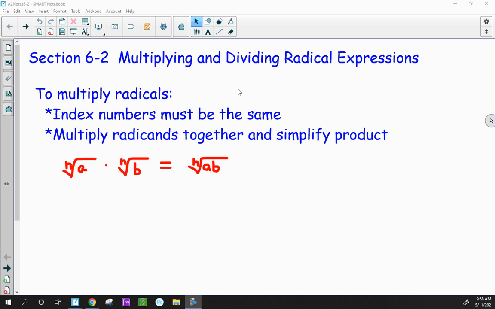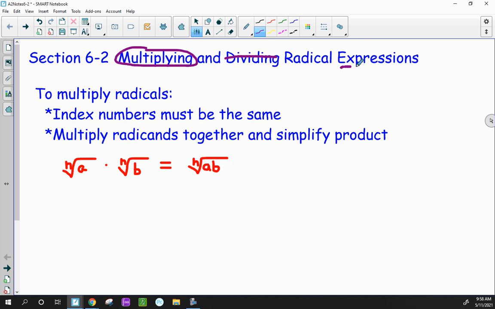Algebra 2. Today we're going to look at section 6.2. We are going to focus on learning how to multiply radical expressions. We will not be doing dividing today. So just multiplying radical expressions. Remember, radical can be a square root, cube root, fourth root, and so on.